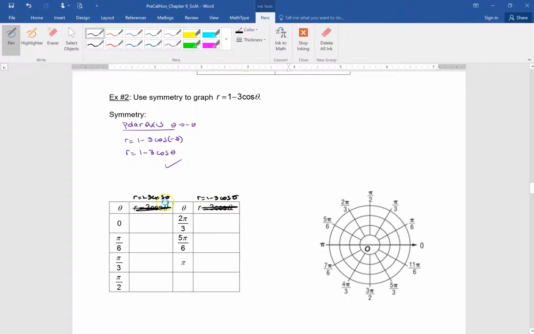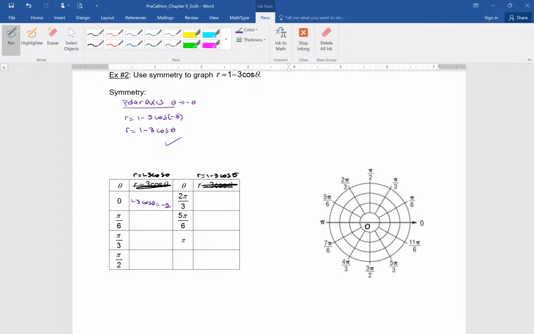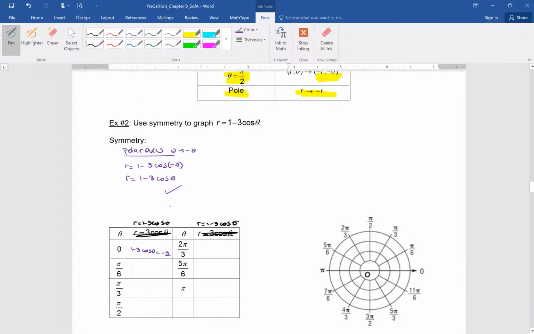All right. So we have 1 minus 3 cosine of 0. What does that give me? Negative 2, right? Okay, so 1 minus 3 cosine of pi over 6. How much is that? Negative 1.6. All right, well, what about pi over 3? Negative 0.5. What about pi over 2? That's just a 1.